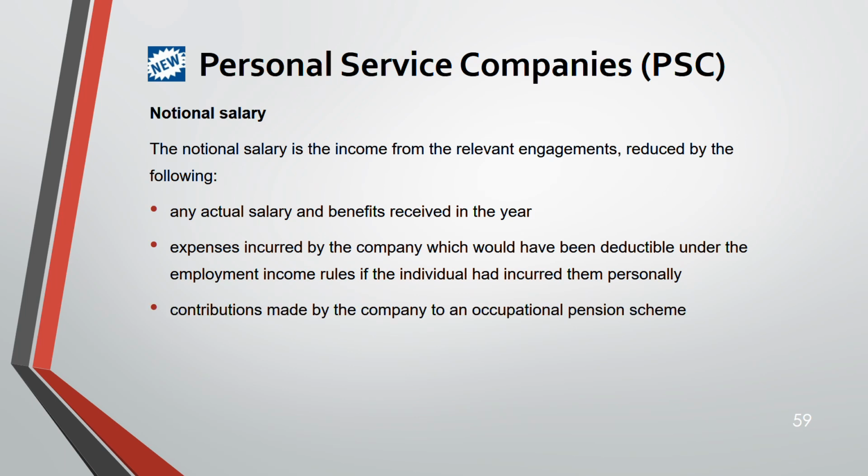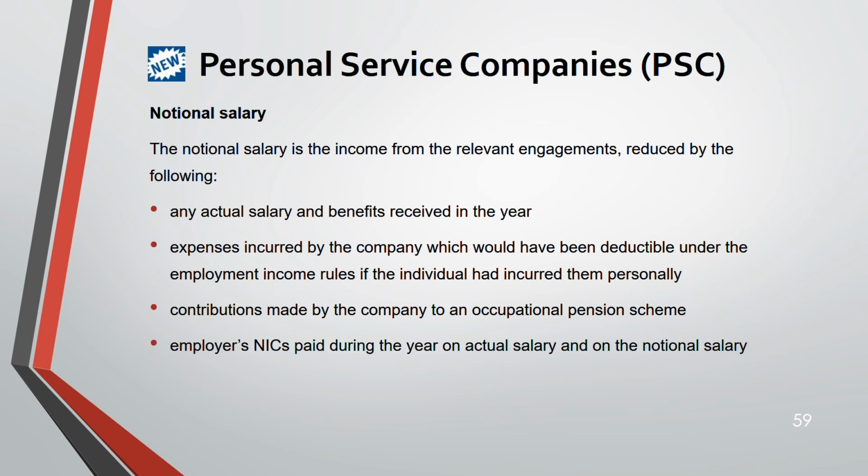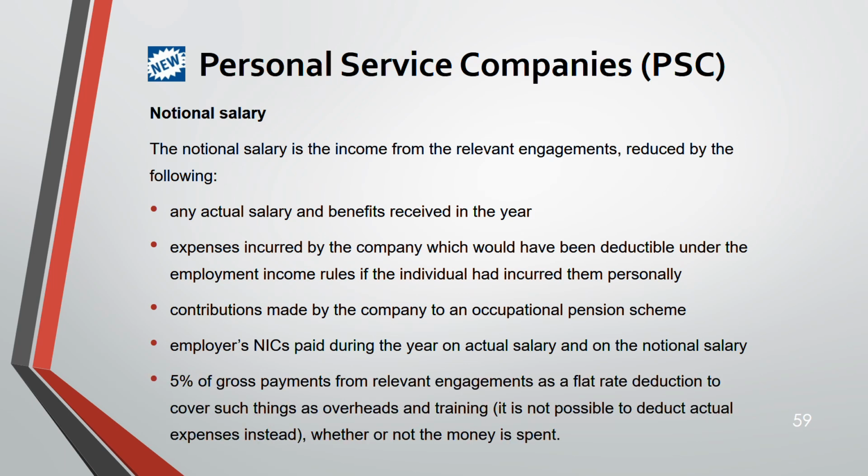contributions made by the company to an occupational pension scheme, employers' NIC paid during the year on actual salary and on notional salary, and 5% of the gross payment from relevant engagement as a flat rate deduction. Flat rate, simply deduct. It covers such things as overhead and training. It is not possible to deduct the actual expenses instead, whether or not the money is spent. Whether you spend the money or not, you cannot deduct the actual amount. So just take the 5% flat rate reduction.